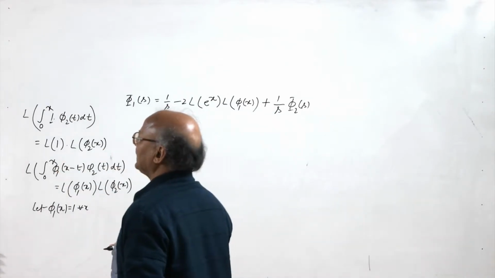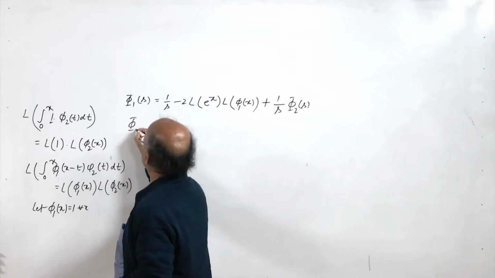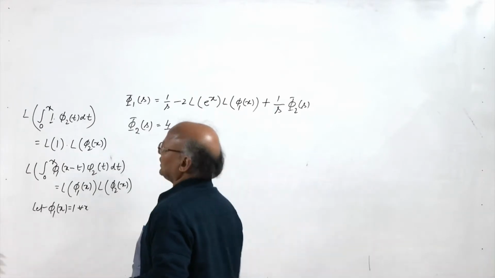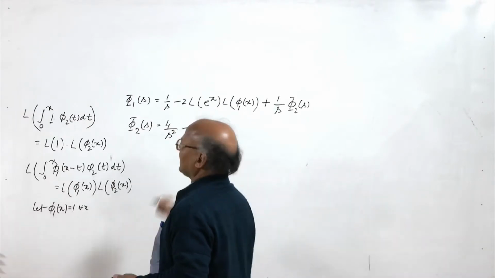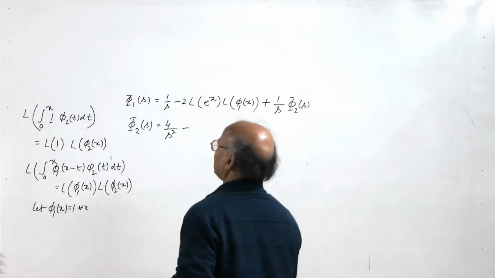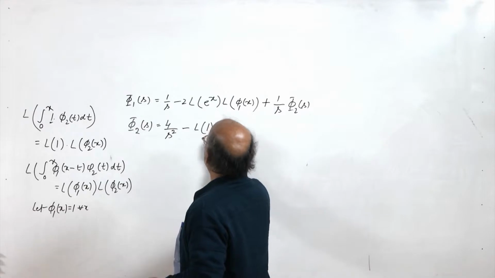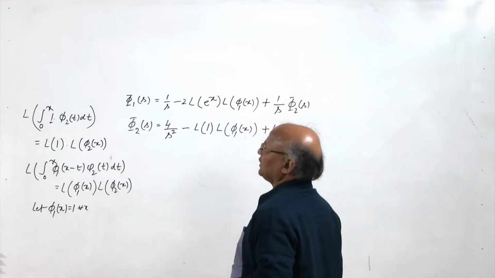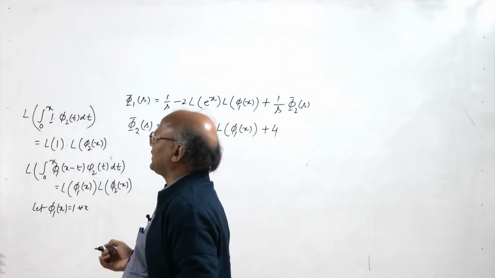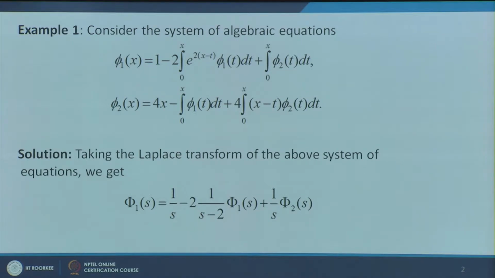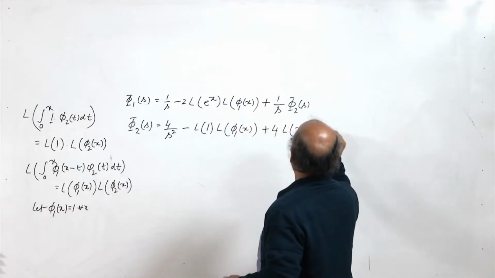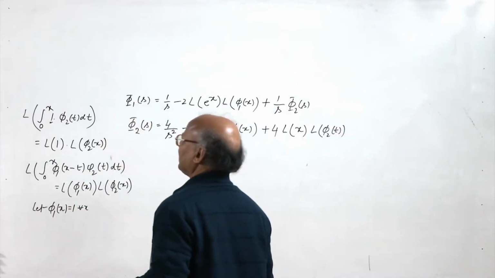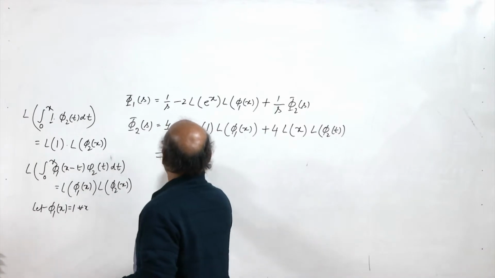And then when we take the Laplace transform of the second equation, Laplace transform of phi 2 is phi 2 s equal to Laplace transform of x, which is 1 over s square, and then minus Laplace transform of again integral 0 to x phi 1 t dt, whose Laplace transform will be the product of Laplace transform of 1 and Laplace transform of phi 1 x, and then 4 times Laplace transform of integral 0 to x x minus t into phi 2 t dt will be Laplace transform of x into Laplace transform of phi 2 t, where we have taken phi 1 x function to be x, so that phi 1 x minus t is equal to x minus t.